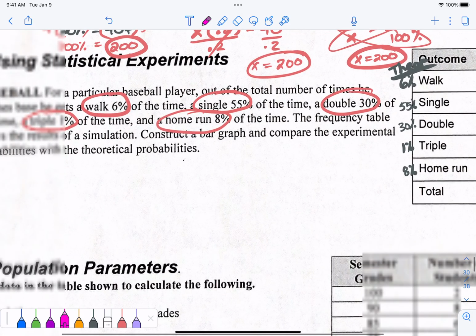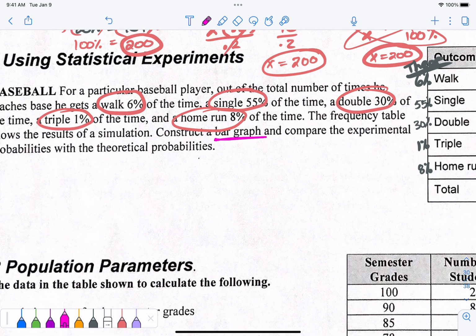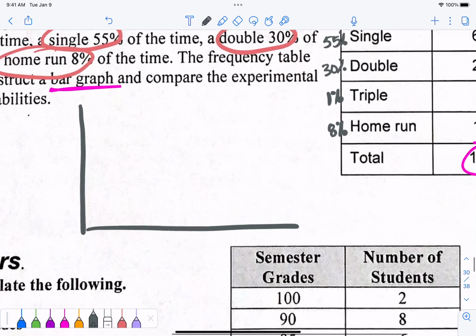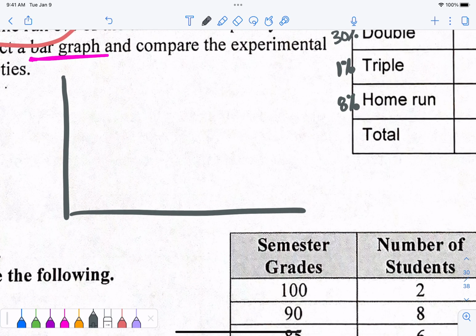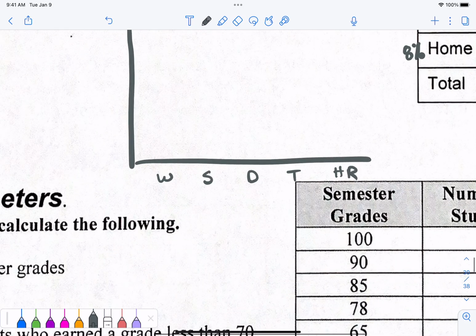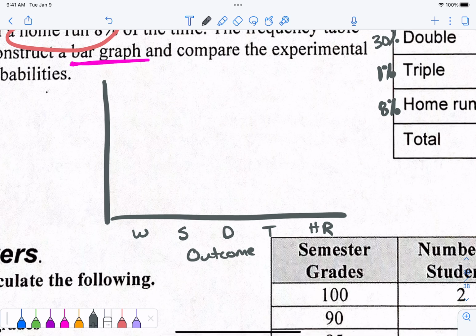They want us to compare them by using a bar graph. So I'm going to put my bar graph here. That's why I gave you lots of room. And here's my bar graph. We have some categories going across the bottom, and they are walk, which I'm just going to say is W. We have a single, a double, a triple, and a home run. Those are my categories. What is that axis title, though? Those are my labels, but what's my title going to be? Outcome. I like that. Okay, what goes on the side there? Frequency. We're going to put them as percentages, so frequency.